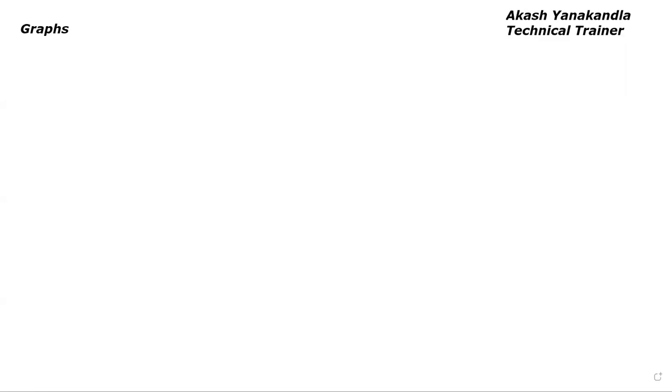This session is about graphs. So what do we mean by graphs? Graphs are related to two technical terminologies known as nodes or vertices and edges. These are the two key terminologies when understanding graphs. So what do we mean by node or vertices?